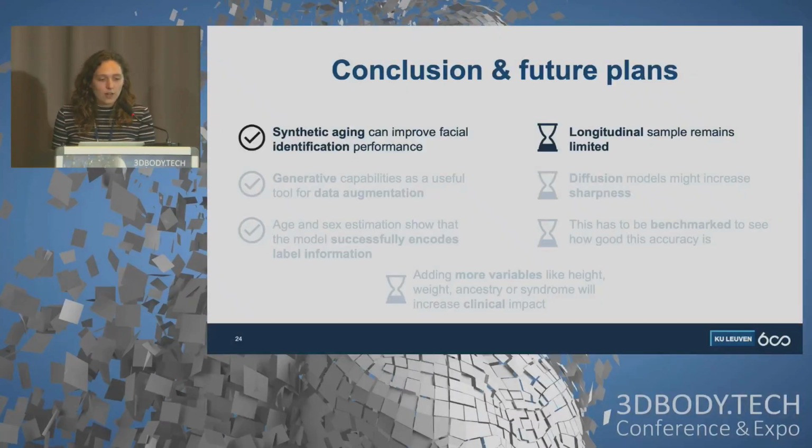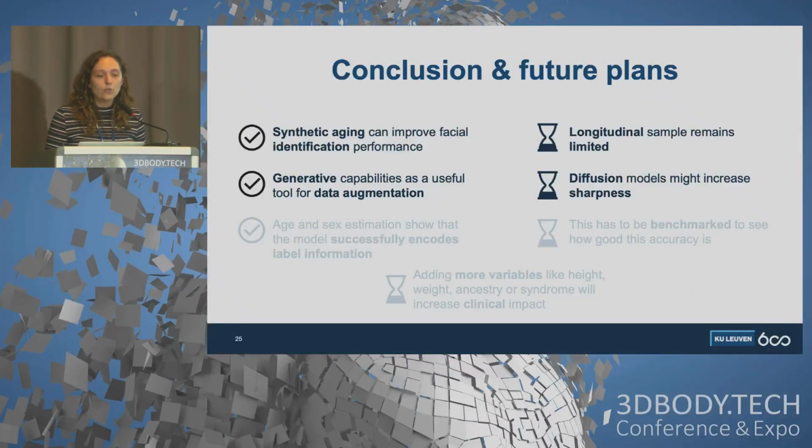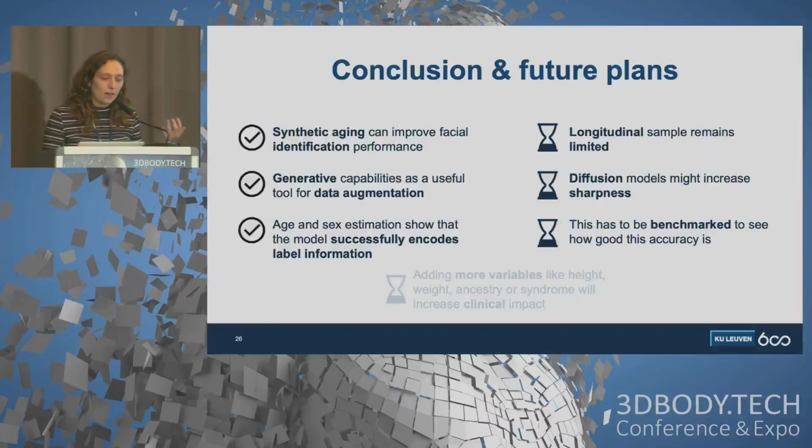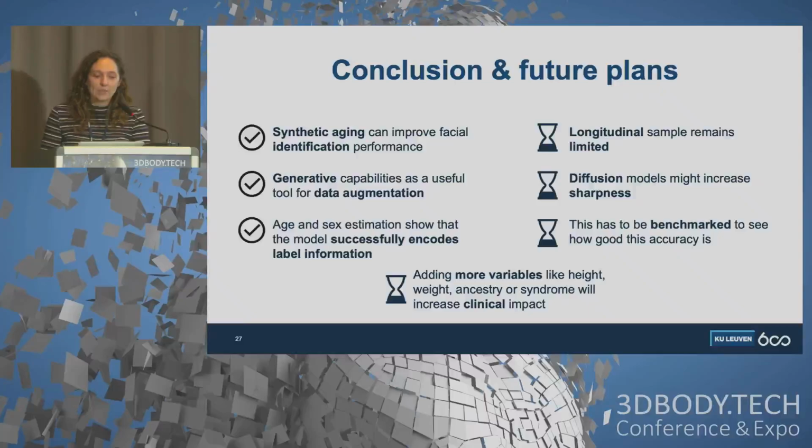In conclusion, I showed that synthetic aging can improve facial identification performance. The model can generate new synthetic faces, and this can be a useful tool for data augmentation. And then my future dream would be adding more variables like maybe height, weight, BMI, ancestry, or even people with certain genetic syndromes in the data set.